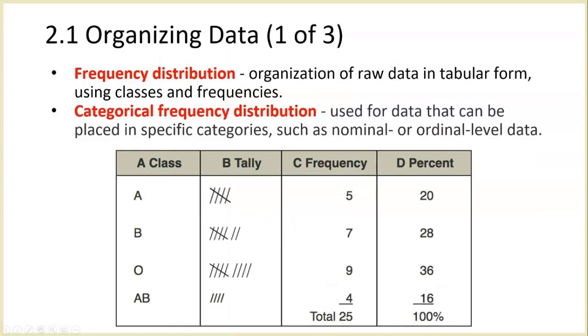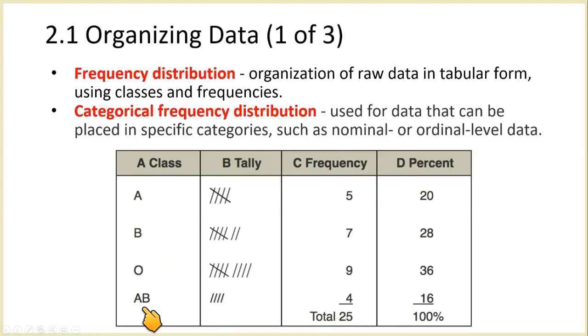Organizing data, we look at what a frequency distribution is. It's just a way we can organize raw data in a table form. For this table, we don't have the raw data, but looking here at the third column, I know that this data set represents 25 individual values, because that's the total. And I also know that the data is based on blood typing.